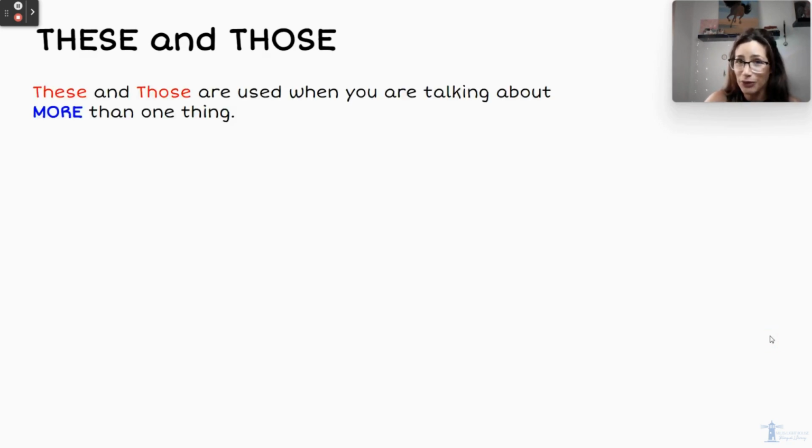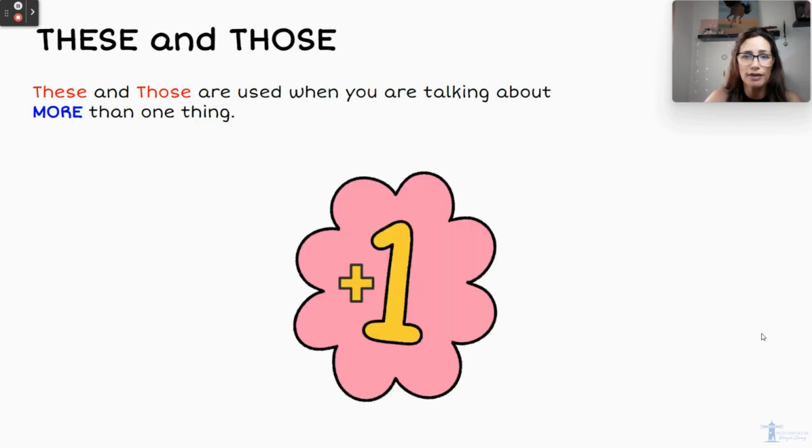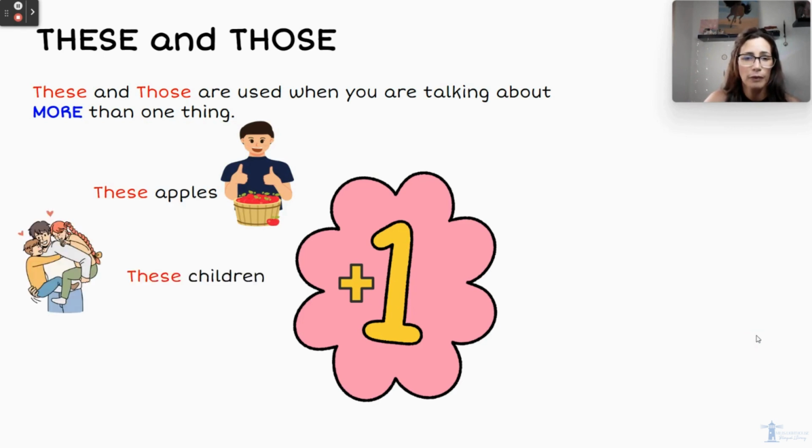Now let's take a look at these and those. So for these and those, these are going to be used when there isn't one apple, when there's more. When there's more than one book, when there's more than one bike, when there's a few dogs. So you use it when it's more than one. These apples. These children.